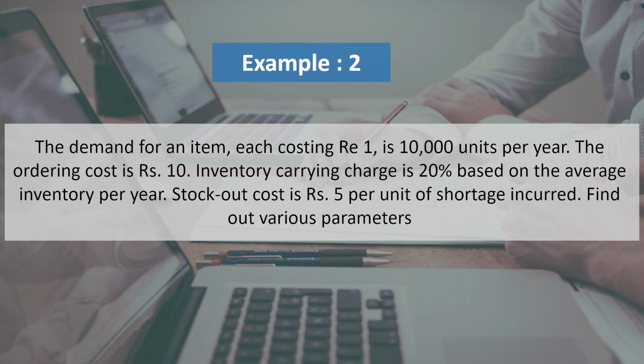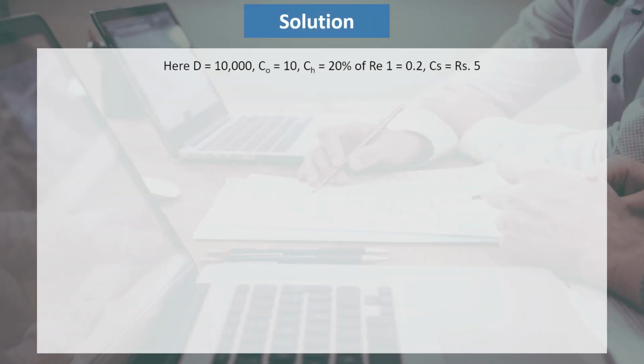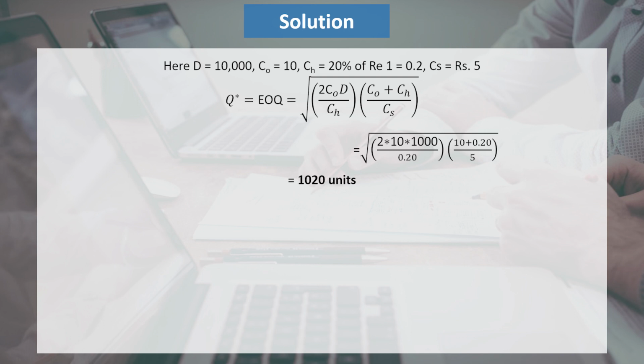Find out various parameters. Now how will you calculate? So here annual demand is 10,000 units, ordering cost is 10, holding cost is 20% of rupees 1, that is 0.2, and shortage cost is given as rupees 5. When we calculate economic order quantity, it is coming as 1020 units. But when we calculate inventory level, when we are allowing the shortage, it is coming out as 980 units.